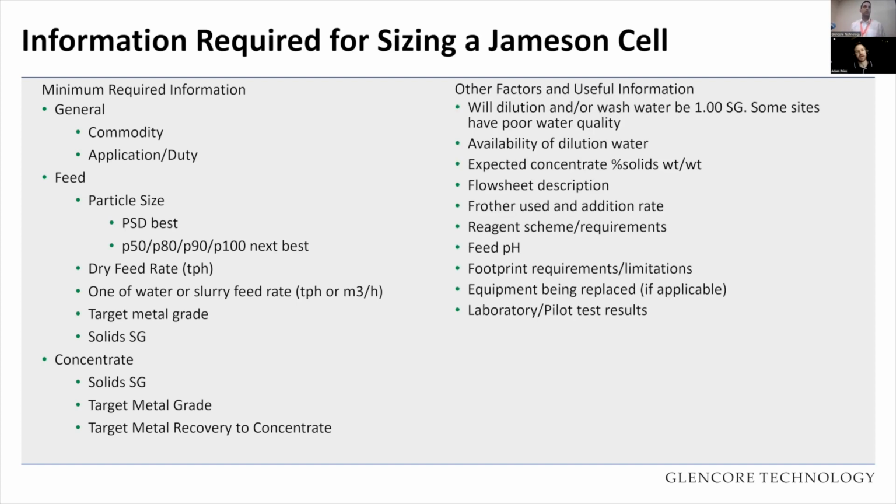Other factors that are useful, not vital for the sizing, but can give us a bit more of an idea of what's required, or could impact that mass balance and that sizing that we do. So the SG of the wash water that will be delivered can be important. We do see some scenarios where sites only have access to saline water, salt water, or even, to be honest, if it's known that the quality of the water is not the best, then we can incorporate that into the design.